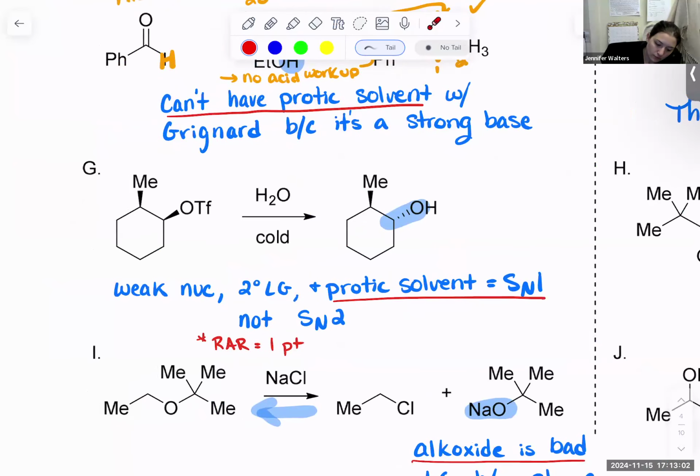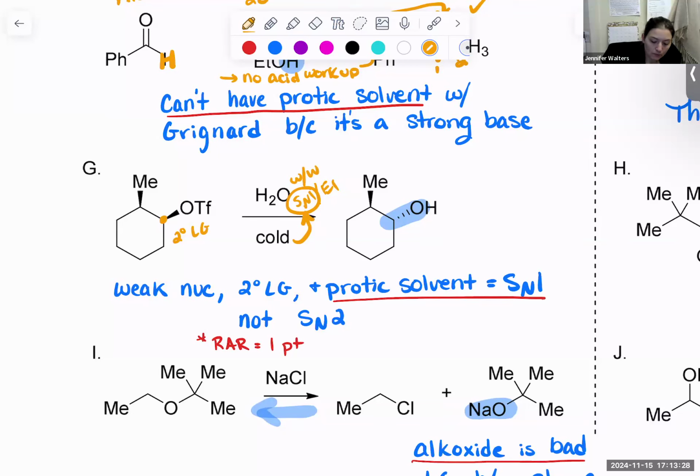G. We look at this overall reaction. I see that my water is a weak nucleophile, weak base. That tells me either SN1 or E1. Then I look at my leaving group, which is a secondary leaving group. It again tells me SN1 or E1. Cold is what tells me SN1. So I need to be doing an SN1 reaction.